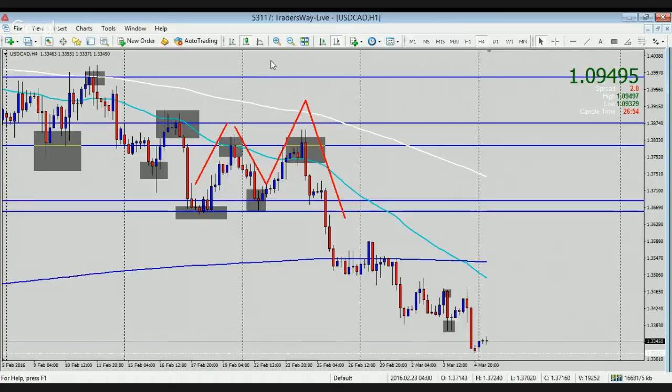And once again, what do I mean by that? The body of the second leg does not pass the body of the first. The wick can pass. I want the wick to pass. The wick can pass, but the body cannot close above the first leg on an M formation. On a W formation, the body cannot close below the first leg. Okay?